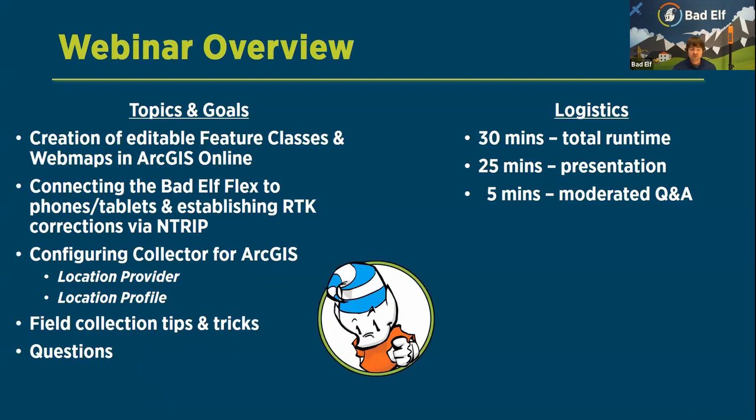All right, so in today's webinar, we've got a few goals and topics that we want to approach. The major thing today is going to be the integration of the Flex and high accuracy GNSS data collection with the Esri platform, specifically Collector for ArcGIS. Today we're going to review the creation of editable feature classes and web apps and web maps in ArcGIS Online. You may hear me refer to ArcGIS Online as AGOL throughout this webinar. Don't be confused.